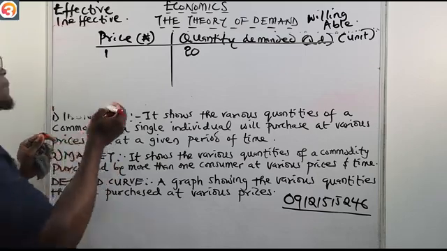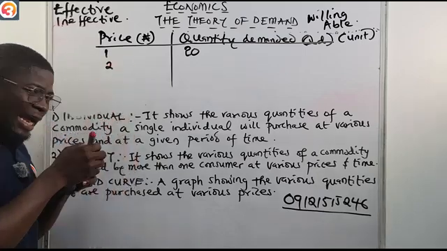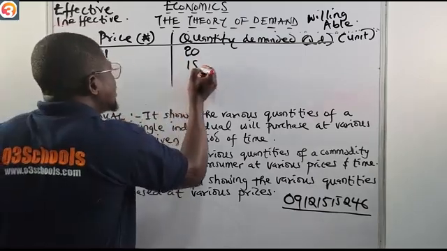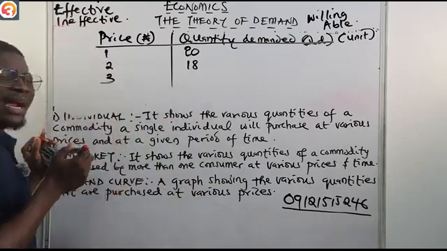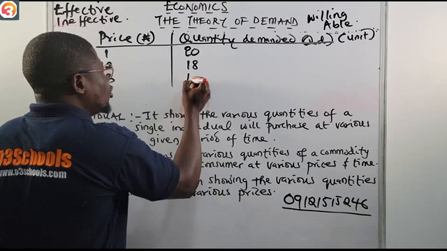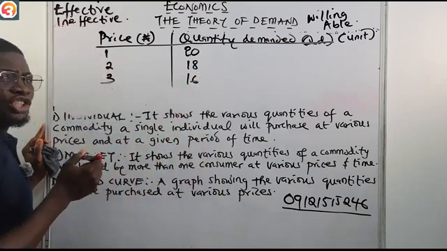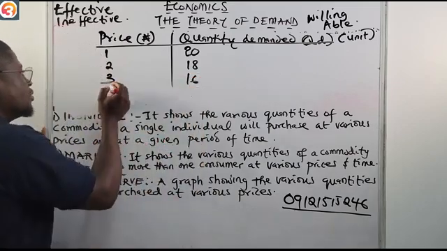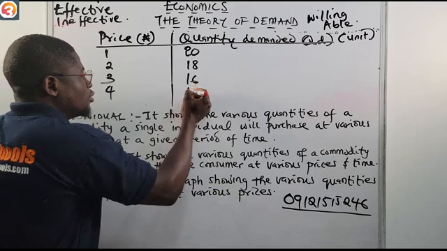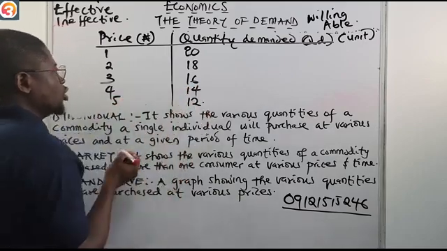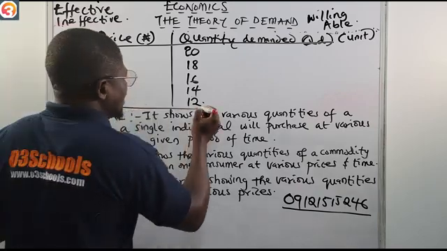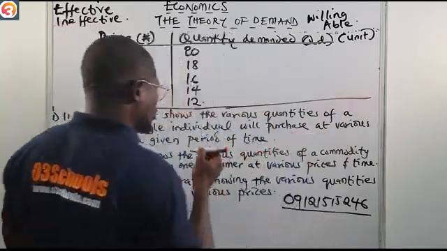But when the price goes to 2 naira, the individual was able to purchase 18. This is the individual metric. Now when the price was 3 naira, he was able to afford 16 units. When the price was 4 naira, he was able to afford 14 units, and when it was 5 naira, he was able to afford 12 units. This is what an individual demand schedule is.